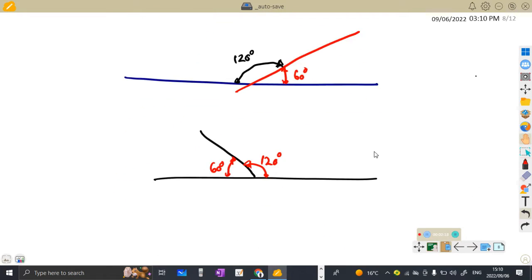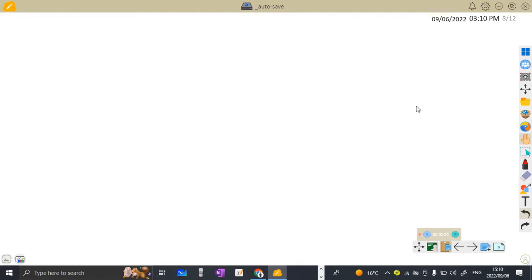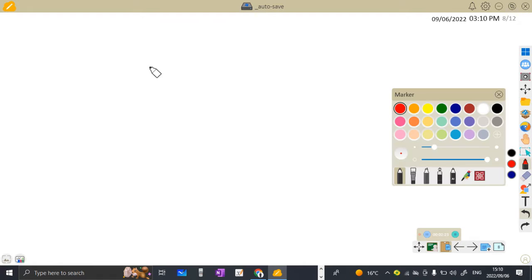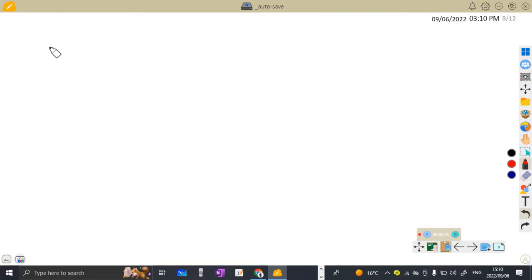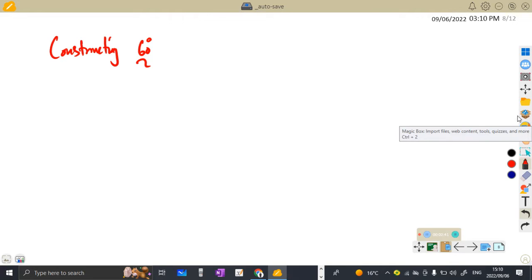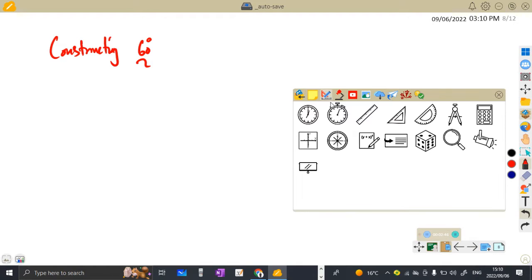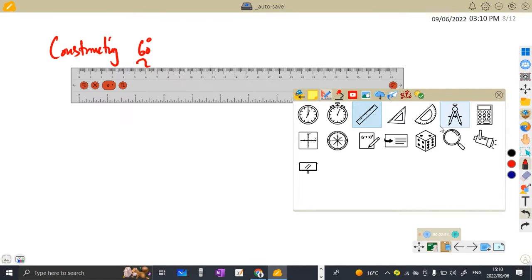Let us now start to construct from these angles. I'm just going to start with 60 degrees. So how do I construct an angle of 60 degrees? This is constructing 60 degrees. How are you going to have this? Basically you need your instruments, your compass and your ruler. These are the two instruments that we need in our constructions: a ruler and a compass. These two can make things work nicely.